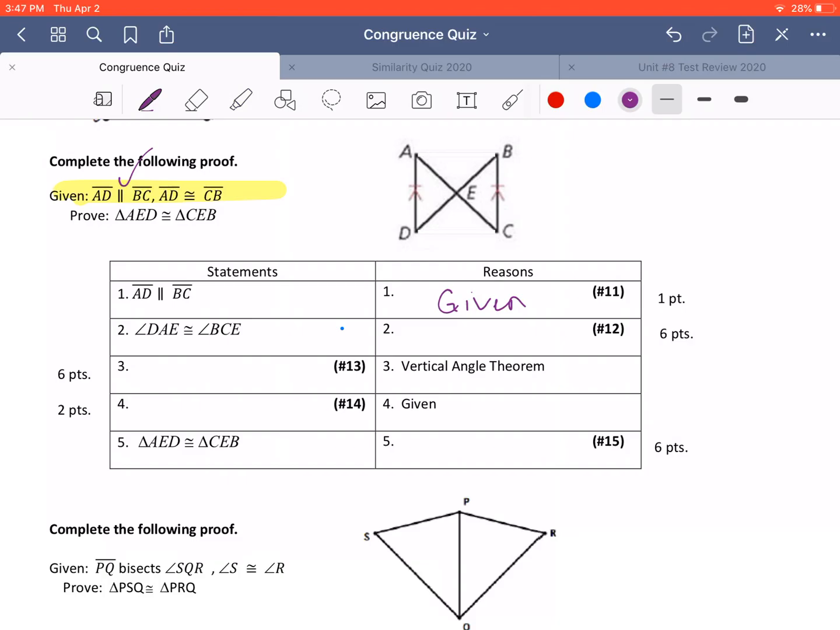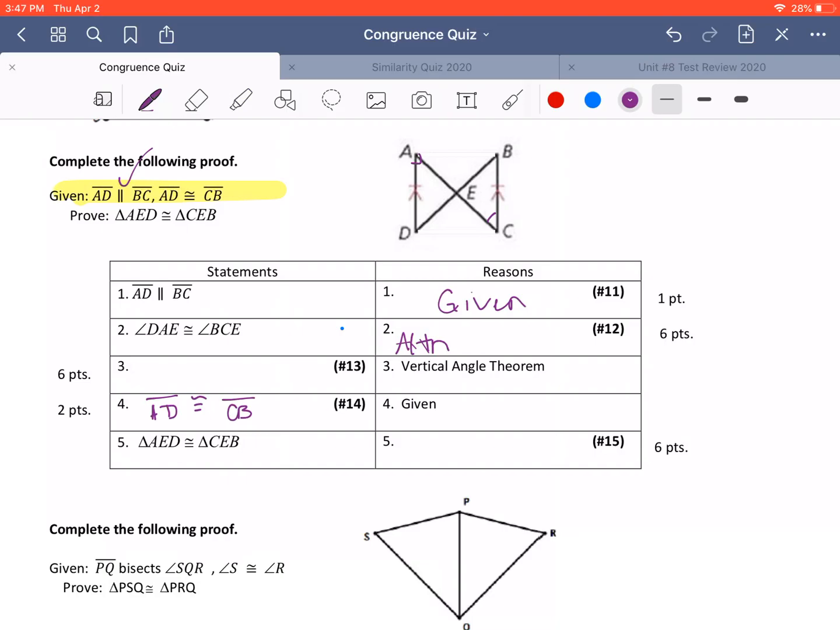The other given statement that has not been put in here yet, if you look at the reasons like number 4, it says that line segment AD is congruent to line segment CB, which both of these things have already been marked on the image. Now, number 2 says that angle DAE, that would be this angle, is congruent to angle BCE. That would be this one. That's true by the alternate interior angle theorem.